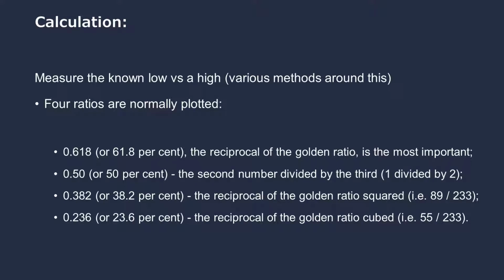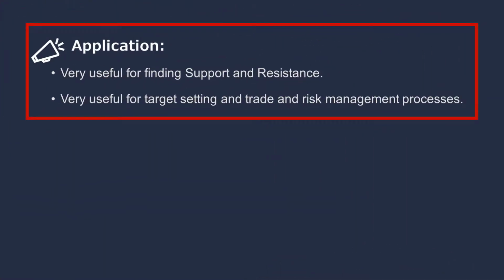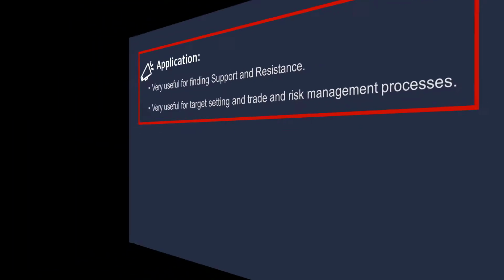In basic form, 4 numbers are plotted, and you find those 4 numbers by picking an obvious high and low on your charts, and the key numbers to look out for: 0.618, 0.5, 0.382 and 0.236, and these are generated for you. They're percentages of that band between the high and the low, and people do use this to create and find support and resistance levels and targets. It's a very useful tool to master.